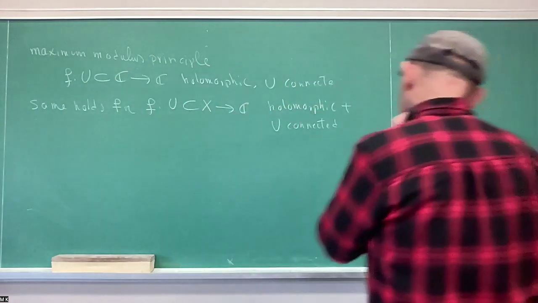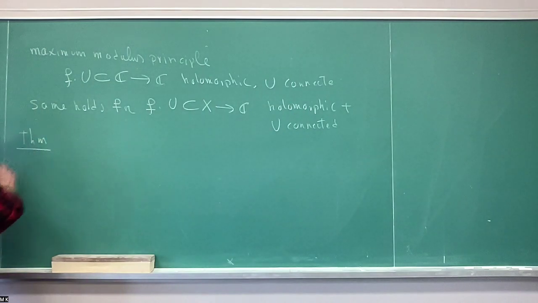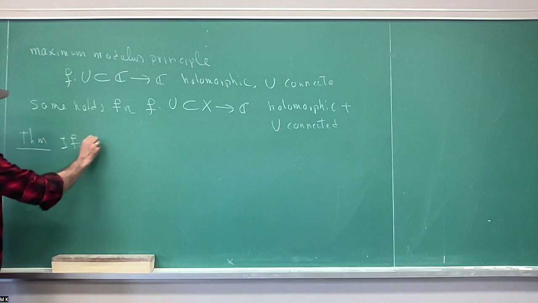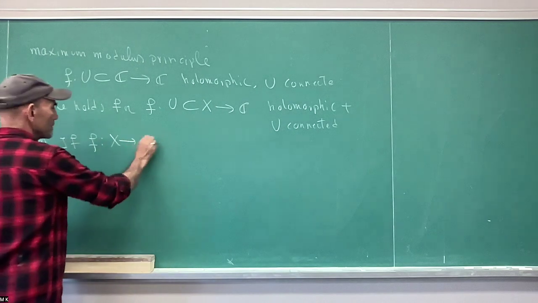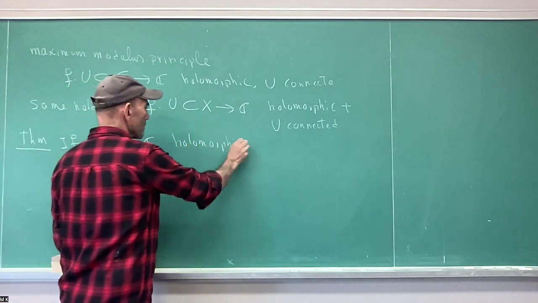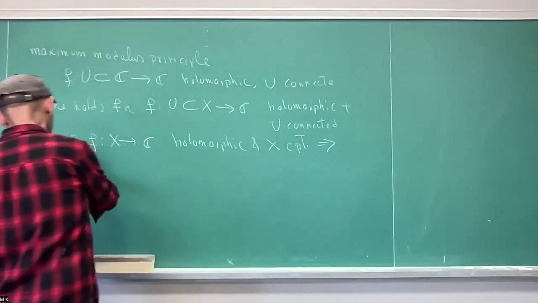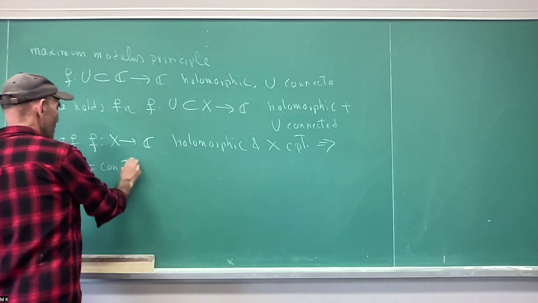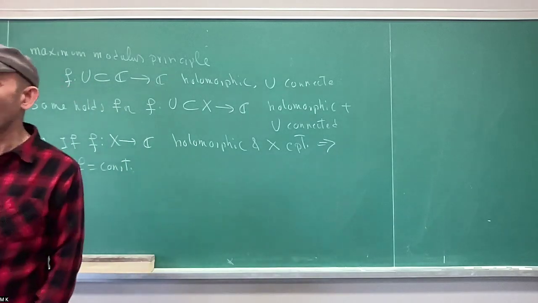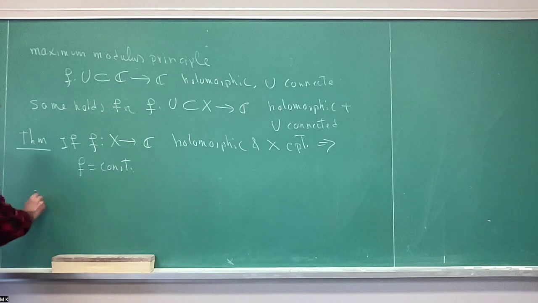Okay, so now we can actually prove the theorem that I mentioned. If f from X to C is holomorphic, and X is compact, this implies that f is constant. So on compact Riemann surfaces, there are no holomorphic functions except constant ones. Right? To prove this, we just use the maximum modulus principle.